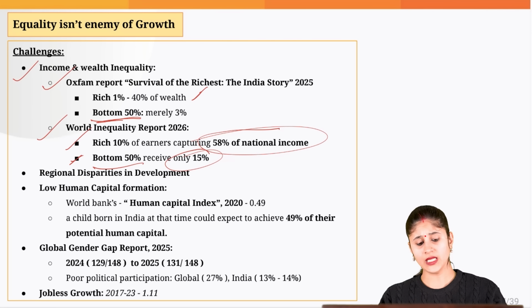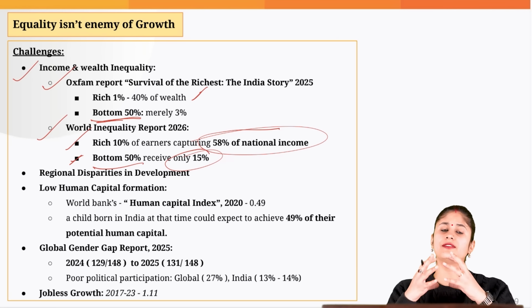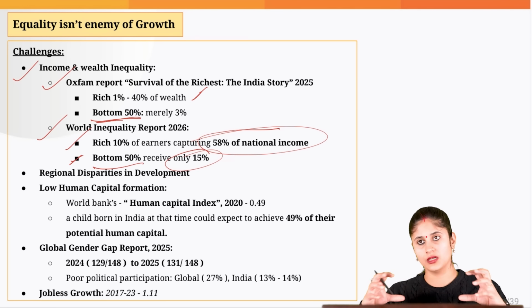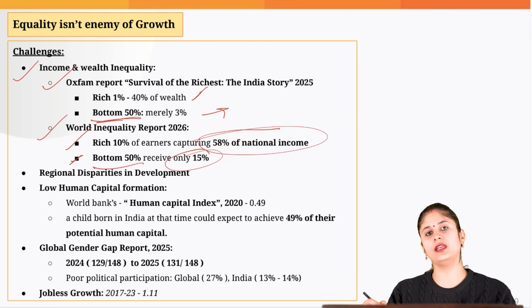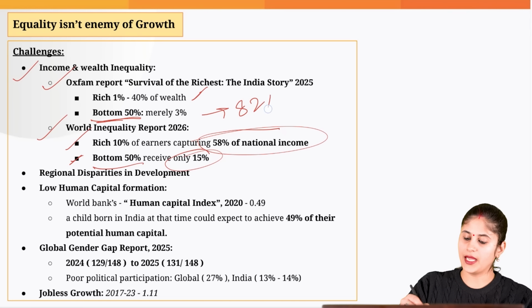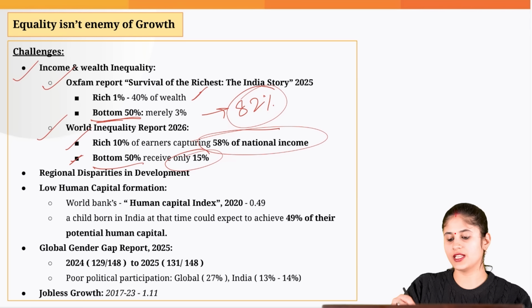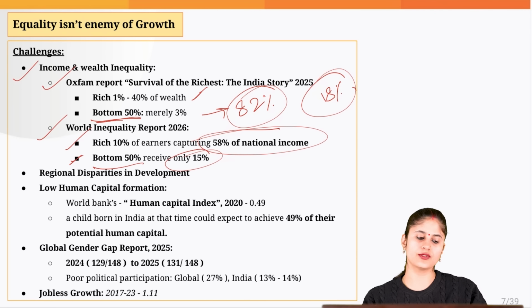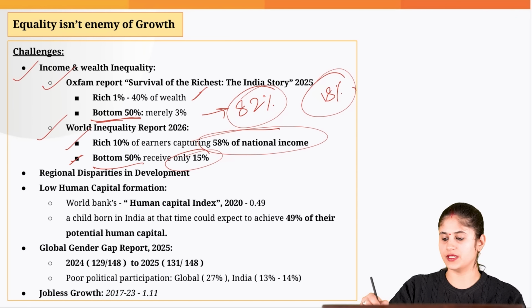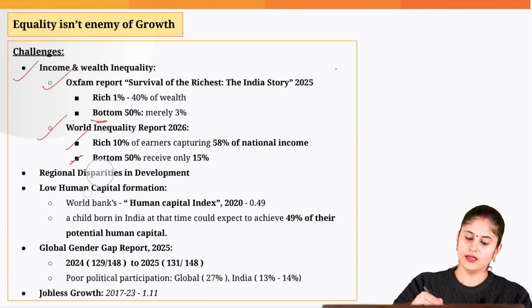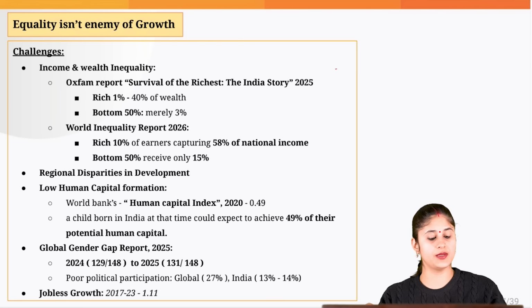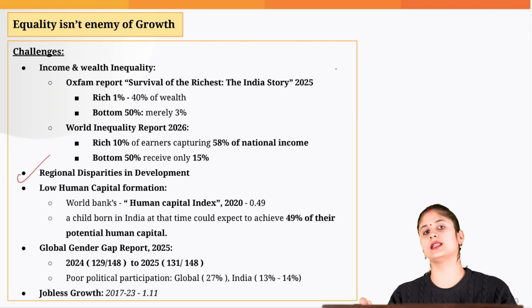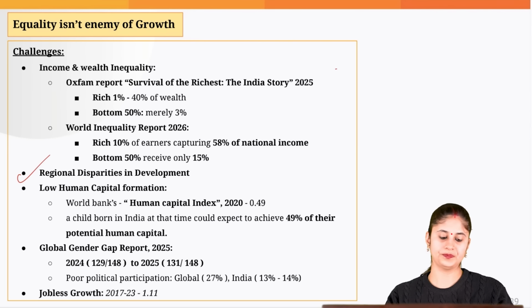Then we also have inequality on the basis of gender. Based on gender, what we see is that men are earning 82% of the income, whereas women are earning merely 18% of the income. This was again based on the World Inequality Report. Then there is huge regional disparity. The southern states contribute more to India's GDP as compared to the Bimaru states like Bihar, UP, etc.